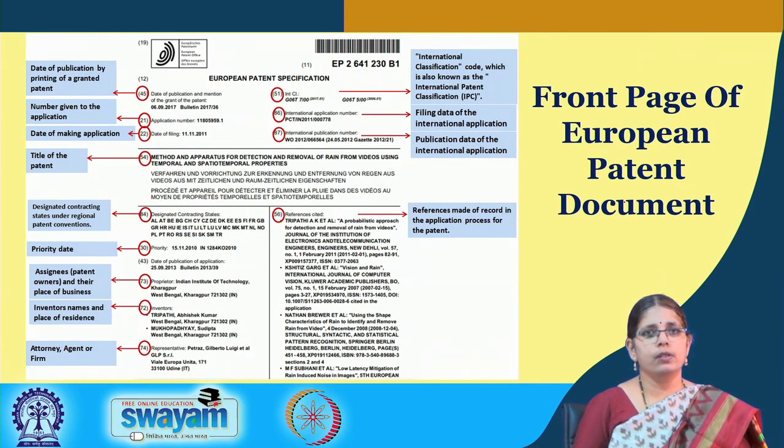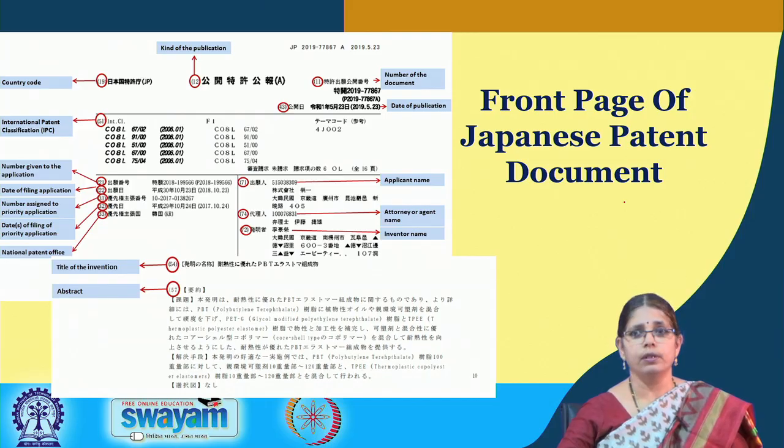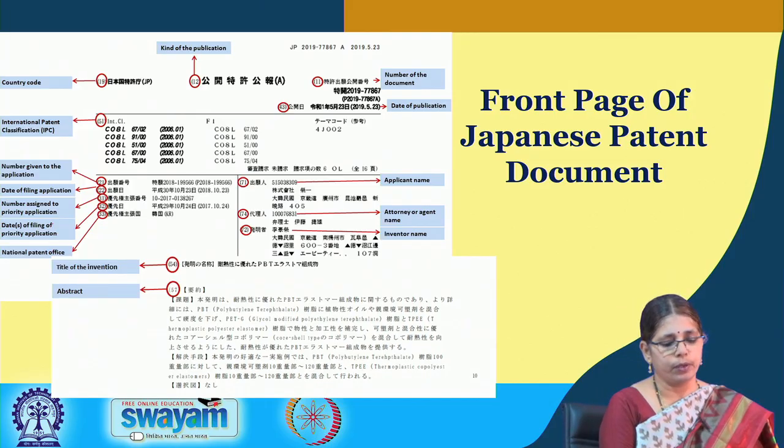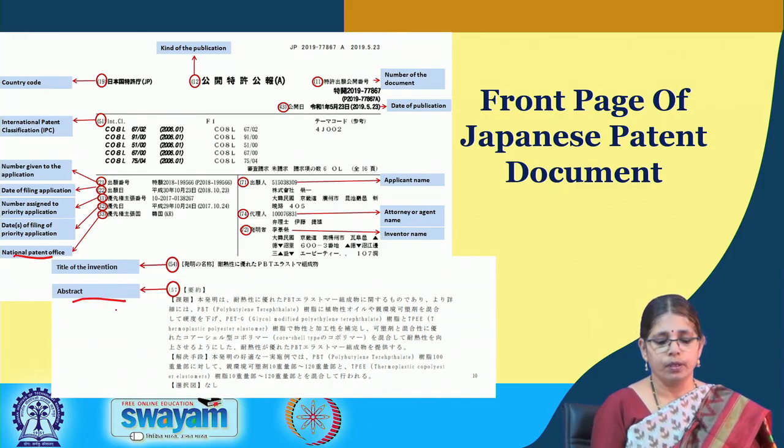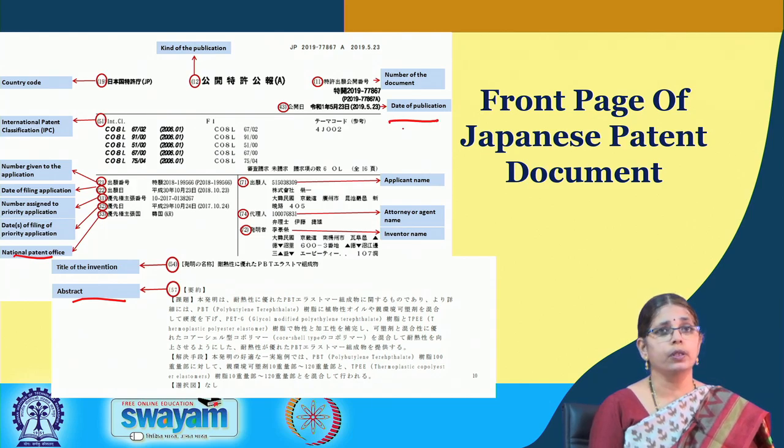This illustration is a front page of a European patent application, and you can see the INID codes marked in this particular application. We talked about a Japanese patent document and how they use the F terms. This is one particular illustration of the front page and how they have used the different categories. As you see, the country code, the international patent classification, the date of filing, the National Patent Office, the abstract which is in Japanese, and then the different classification codes and the date of publication of this particular document.